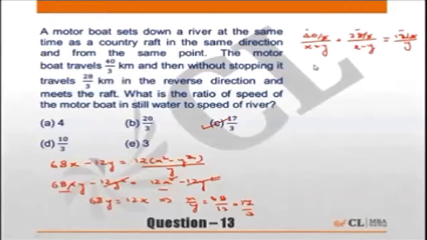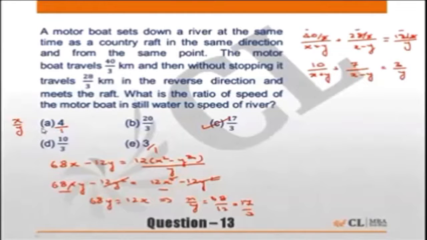So we can divide both sides by 4 and we'll get 10 upon x plus y plus 28 divided by 4 is 7, 7 upon x minus y is equal to 12 divided by 4 is 3, so 3 upon y. Now start substituting the choices. What are the choices? The choice is nothing but x upon y. So choice A is 4 by 1. Choice E is 3 by 1.